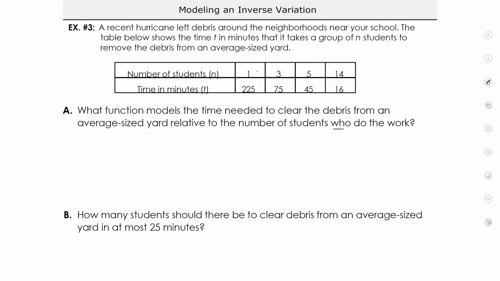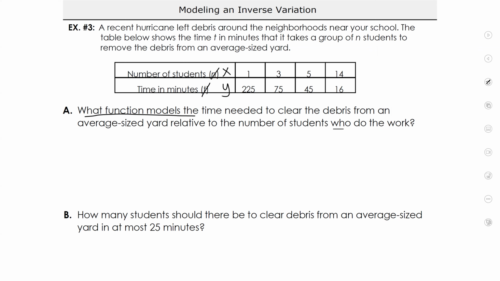If it's just one student, it takes 225 minutes. But if you have 5 students, it'll only take 45 minutes to clean the yard. So as one increases, the other one decreases. That's an inverse relationship. Okay, so the first question, what function models this? Guys, instead of N's and T's, I'm just going to do X and Y, okay?